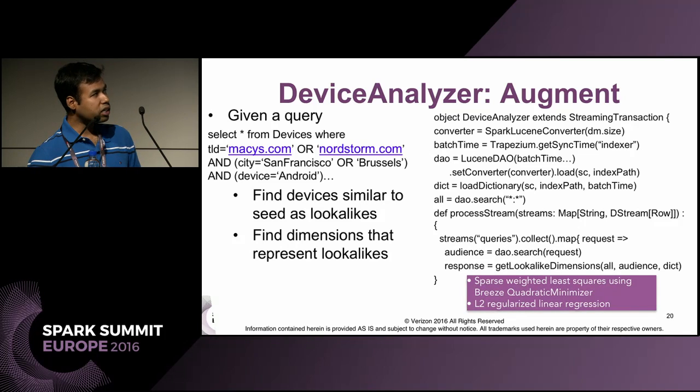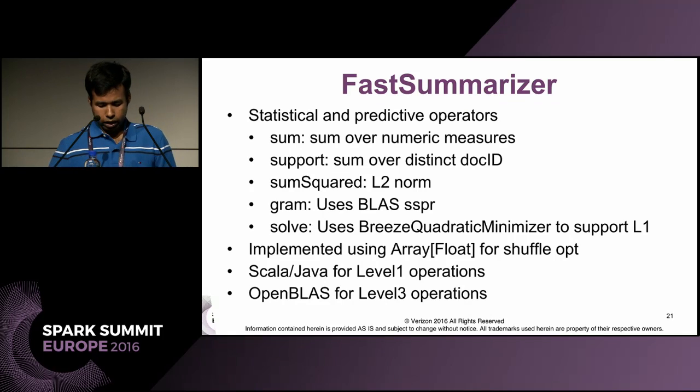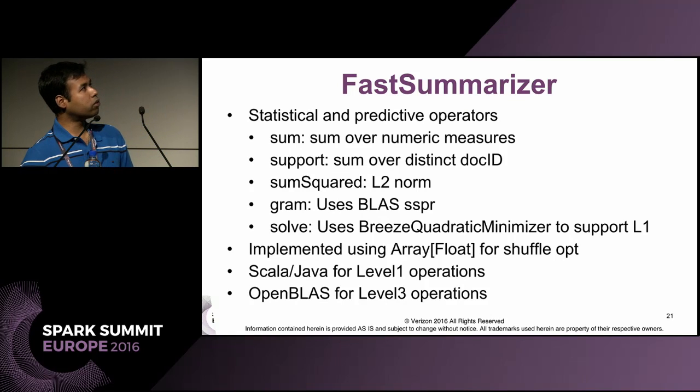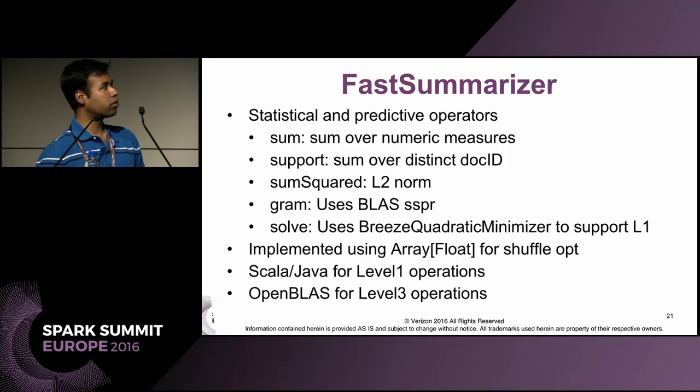Because now you have a data frame with all documents, and one more data frame with the search that matched, you can run your one versus rest flow. For this, you can make use of L2 regularized linear regression if you want. We have come up with our own version to make it faster. To do all this, we support something called the FastSummarizer, which gives you simple summarization capability on top of the documents. There's sum support, sum squared, gram calculations, and then we have a solve. This solve is basically an L2 and L1 based linear regression solve.